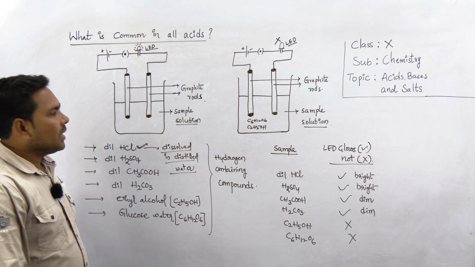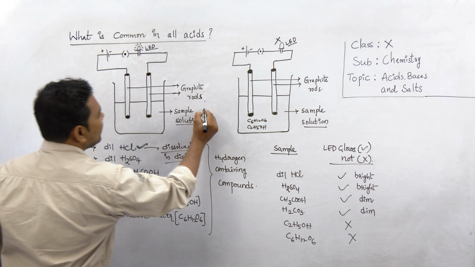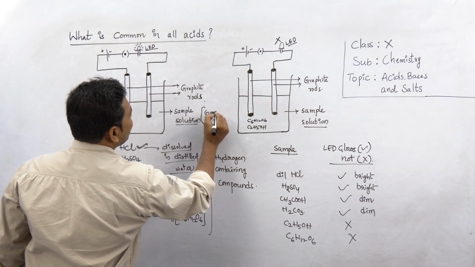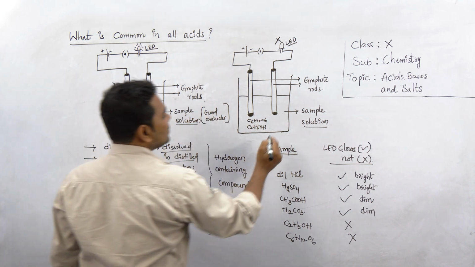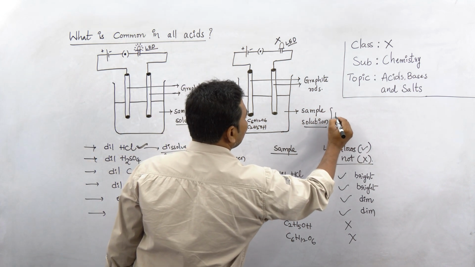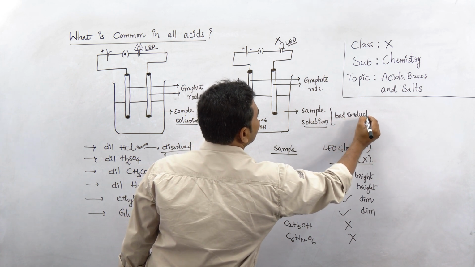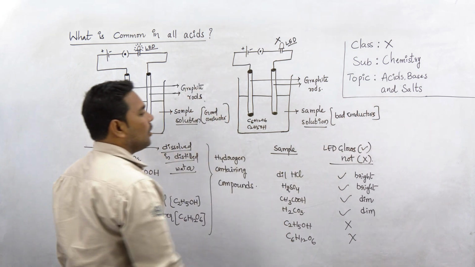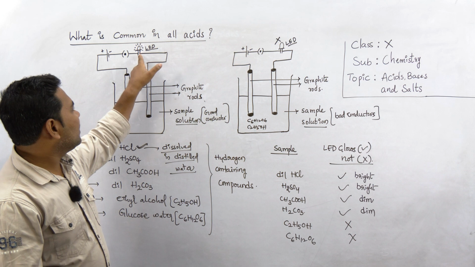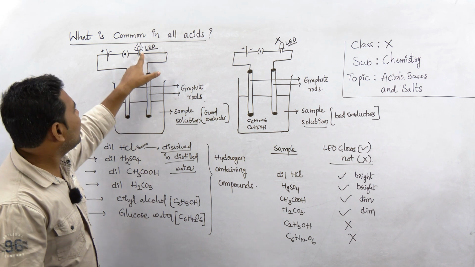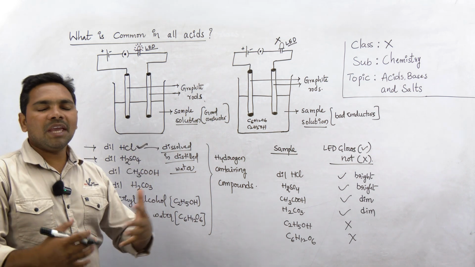So first thing, why are these sample solutions able to glow the LED? Because the sample taken is a good conductor of electricity. The solution in the second case, where the LED is not glowing, is acting like a bad conductor of electricity. Whether the sample is conducting electricity or not is identified by the glowing of the LED. Whenever the LED glows, the sample is acting like a good conductor. But how did the solution become a good conductor?